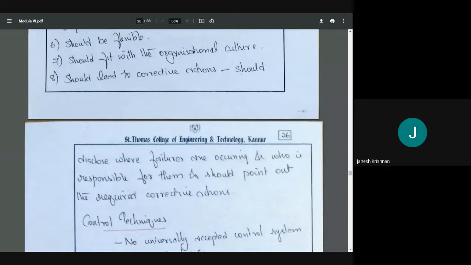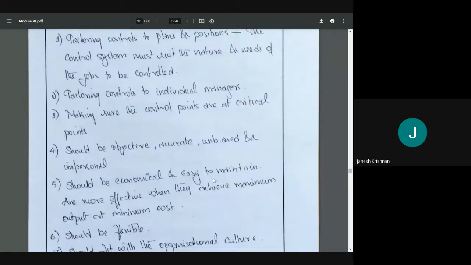That is, who is responsible for the failure? Why did such a failure occur? It should disclose where the failures are occurring, who is responsible for them, and what should be done. All these things have to be answered by the control system. So these are the requirements of an effective control system, right?